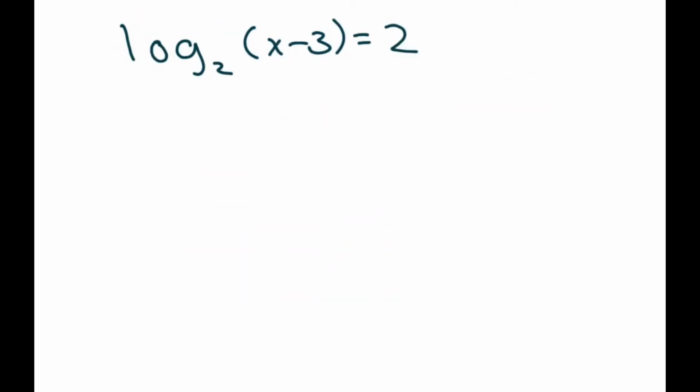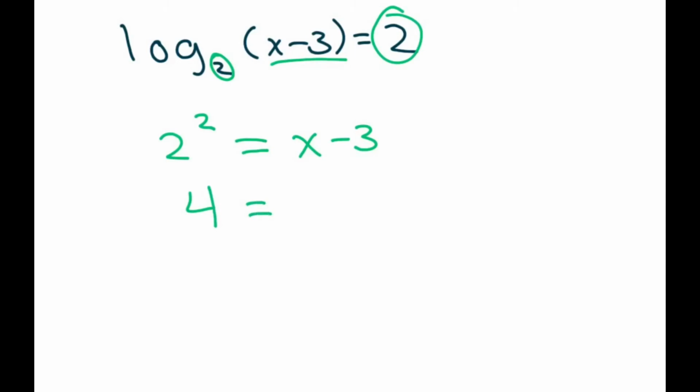Okay, and this one, we're going to do the same thing. My base is 2, my power is 2, and my value is x minus 3. So I have 4 equals x minus 3. I'm going to add 3 to both sides, so I get x equals 7.